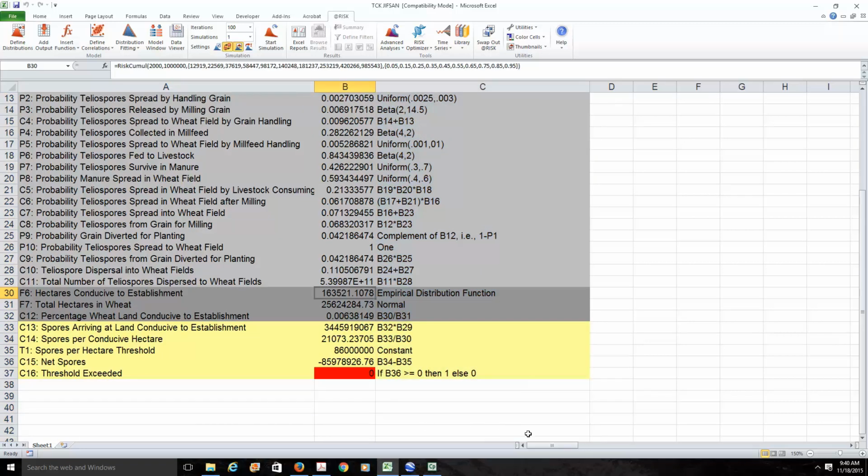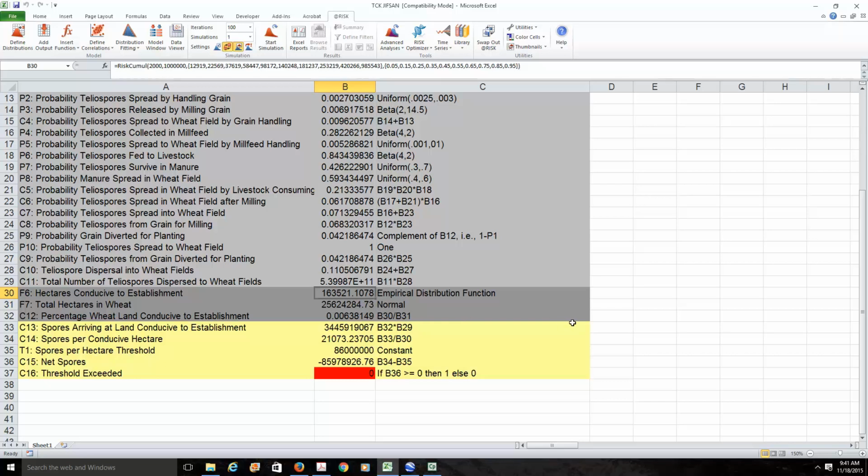Down here, one of the things that took a great deal of time was to estimate the number of hectares of land that China had devoted to wheat. This was done using satellite imagery to estimate the number of hectares. And then satellite images were used to estimate how many of those hectares would be conducive to establishment of TCK. So these numbers in here are provided based on data that was obtained from satellite imagery.